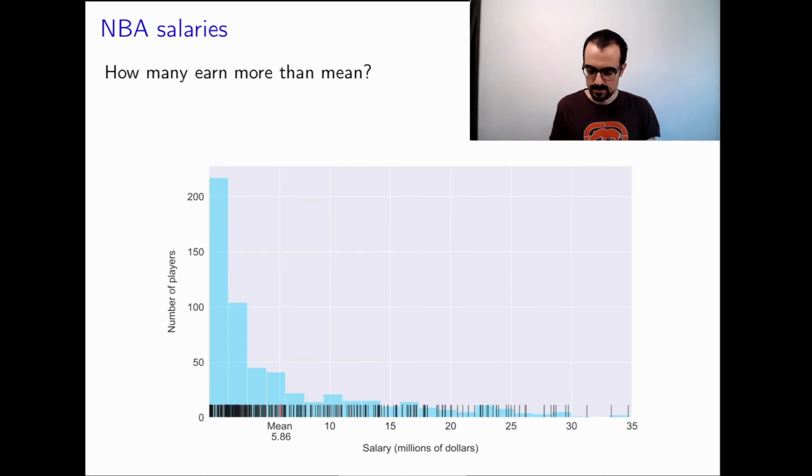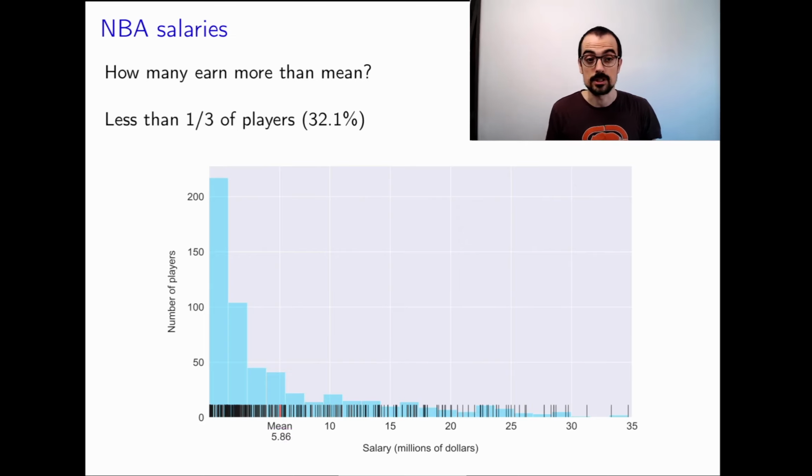Okay, so how many NBA players earn more than the mean? The mean is almost $6 million. Kind of nice being an NBA player, I guess. Less than 1/3 of the players earn more than $5.8 million, and around 70% earn less. So it seems that the mean is skewed towards large values, which is weird, right? Because we think of it as a typical value. So what is happening? Why is this happening?